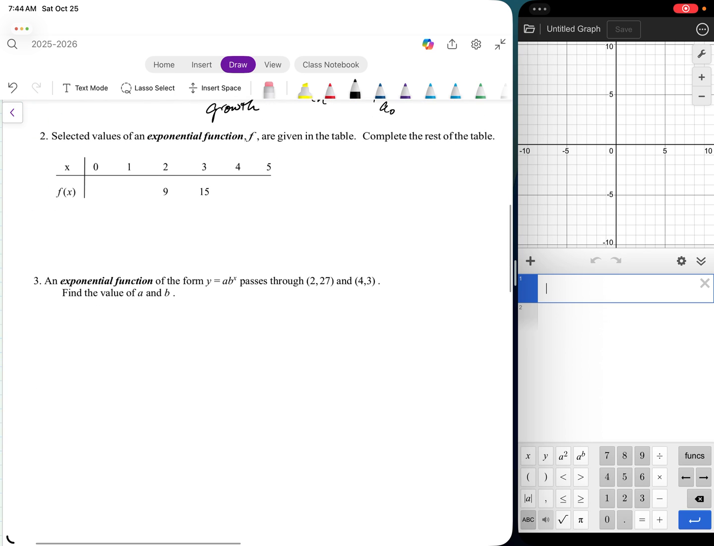Number 2. Select values of an exponential function are given in the table. Complete the rest of the table. In terms of sequences, this would be n, and this would be a sub n. In terms of x and y values, we have x values from 0 to 5. When x is 2, y is 9, and when x is 3, y is 15. And then what are the rest of these values?